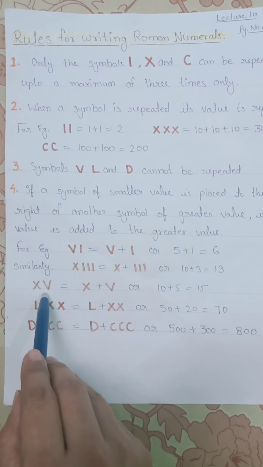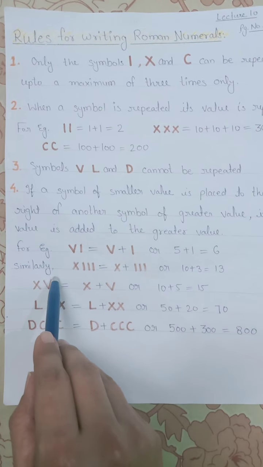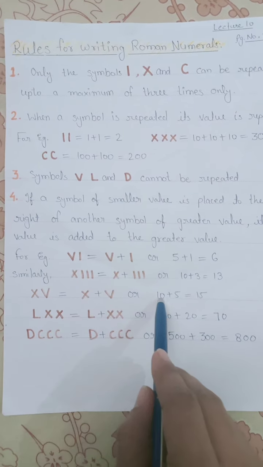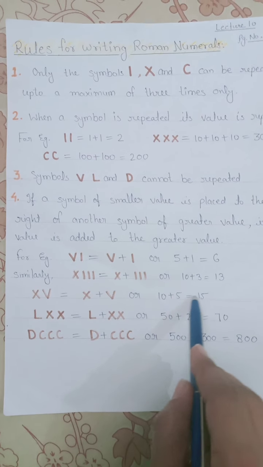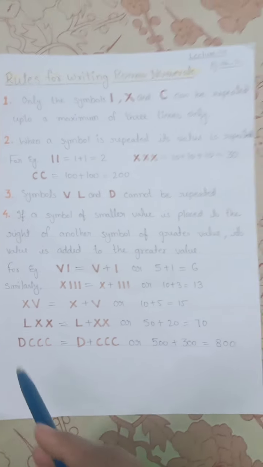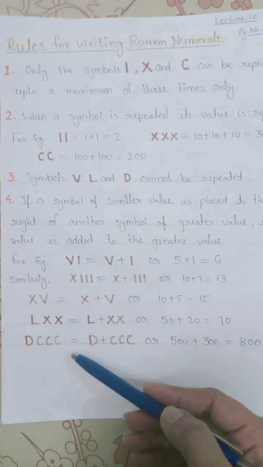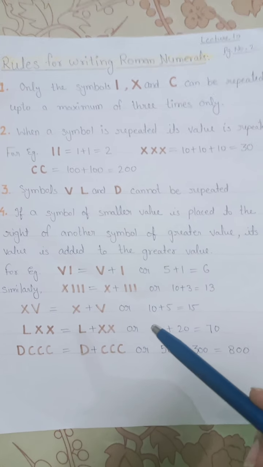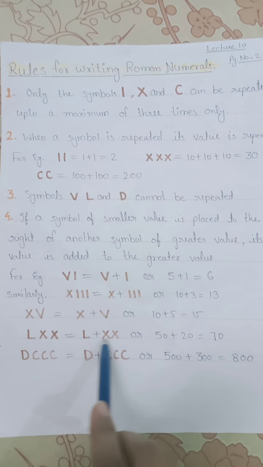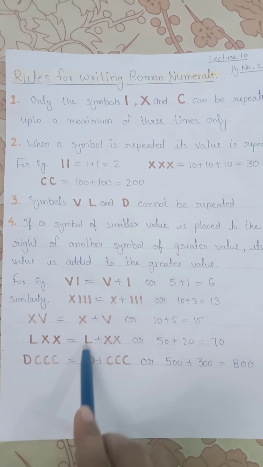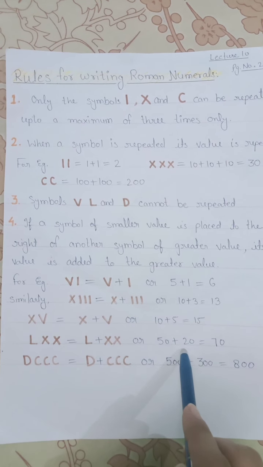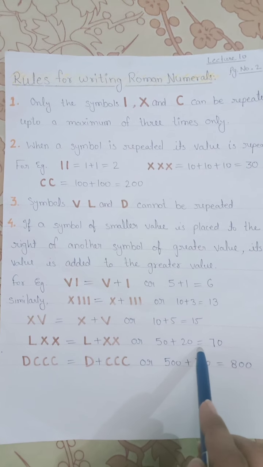Now come to the next example. This is XV. Let's see what the value of this is. X plus V, or X stands for 10 and V stands for 5. Then what number do we get here? 15. Now come to the next example. I am giving you many examples here to get the point very strongly. Okay. Now look here, LXX. If you want to know the value of this, what will it be? L plus XX. L we use for 50 and XX we use for 20. So what value do we get here?